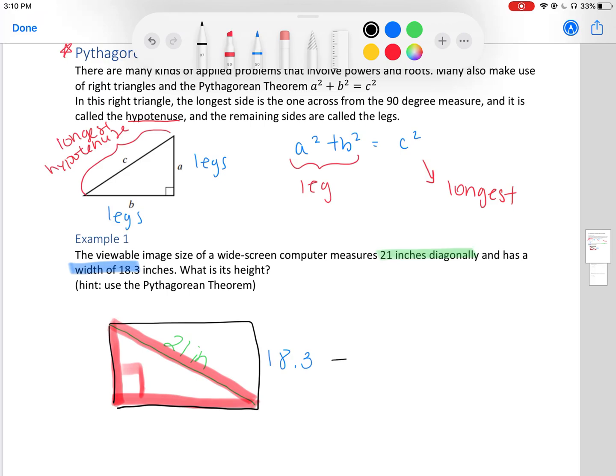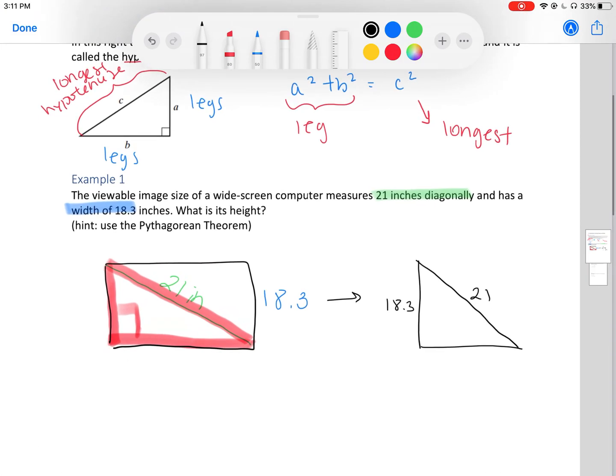So let me go ahead and draw this triangle out. We have this right triangle where our hypotenuse is 21 and one of our legs is 18.3. Now our job is to find the remaining leg. What is the height? I should write that 18.3 somewhere else because it's specifically asking for the height. That can be confusing. Now I need to write that little 90-degree mark. That's important.